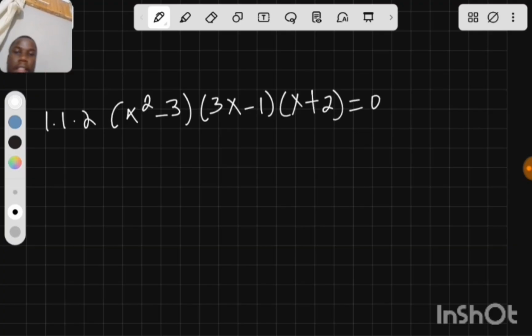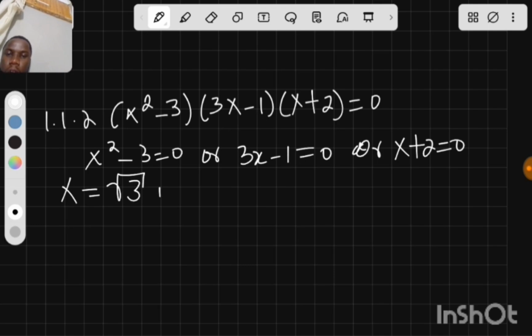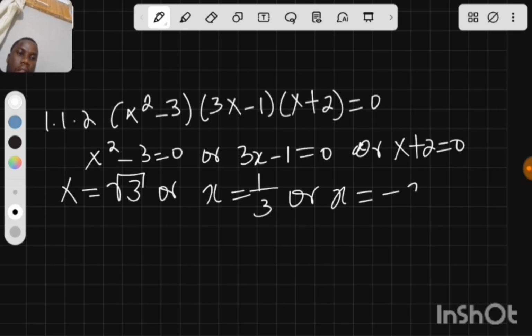Then for a rational number, we will have x squared minus 3 equal to 0, or 3x minus 1 equal to 0, or x plus 2 equal to 0. Then x will be equal to the square root of 3, or x will be 1 over 3, or x will be equal to negative 2. But since we are talking about the rational number, x will be equal to 1 over 3. I hope you understand.